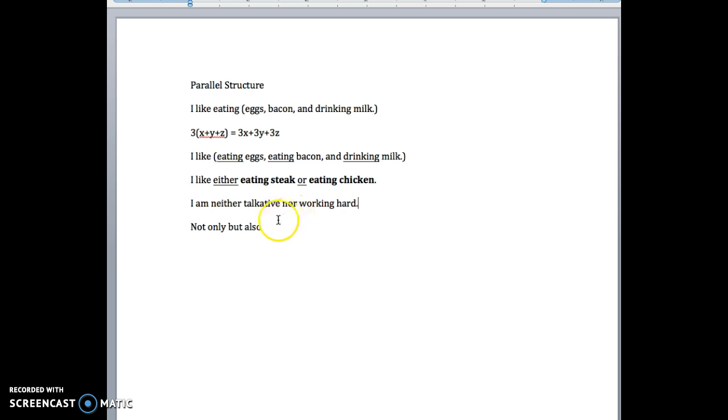I am neither talkative nor working hard. So it probably sounds a little bit more obvious to most of you, but that's an adjective. That's the verb leading into an adjective. So we have the adverb. So this doesn't match, which is the reason that it sounds wrong. So when we have this, we have to look at either and or, and we have to look at the words immediately following them to see if they match or not.